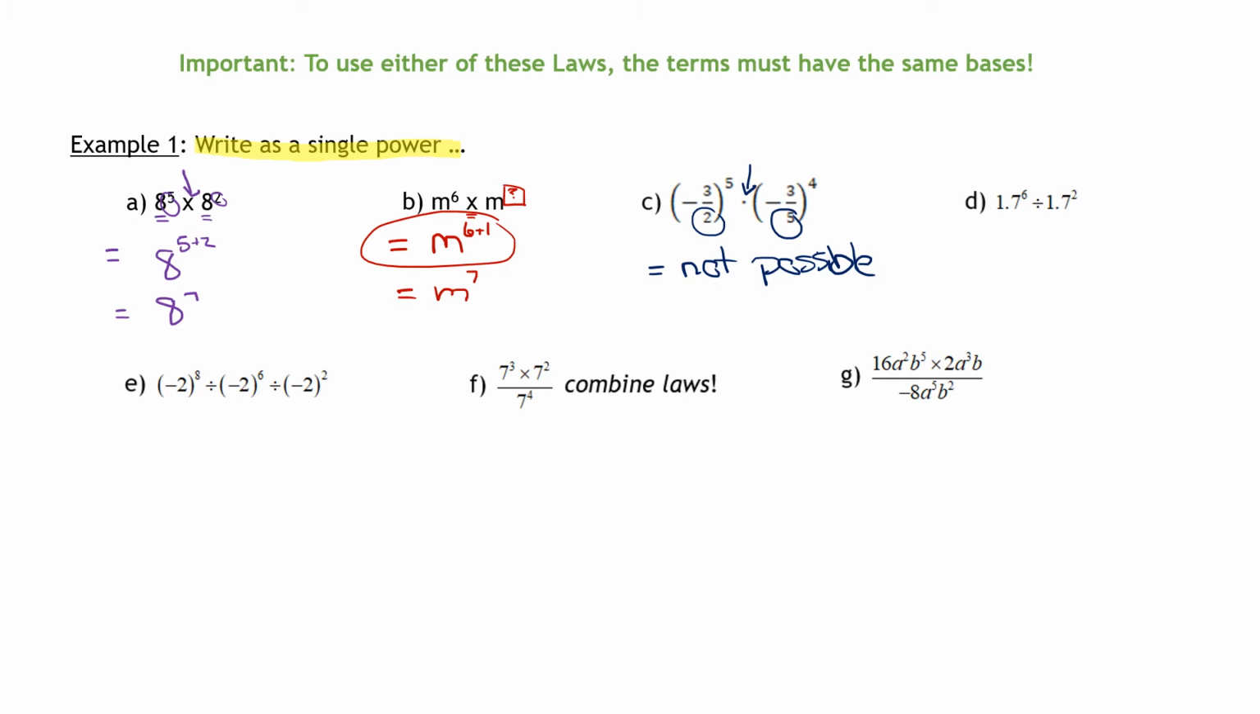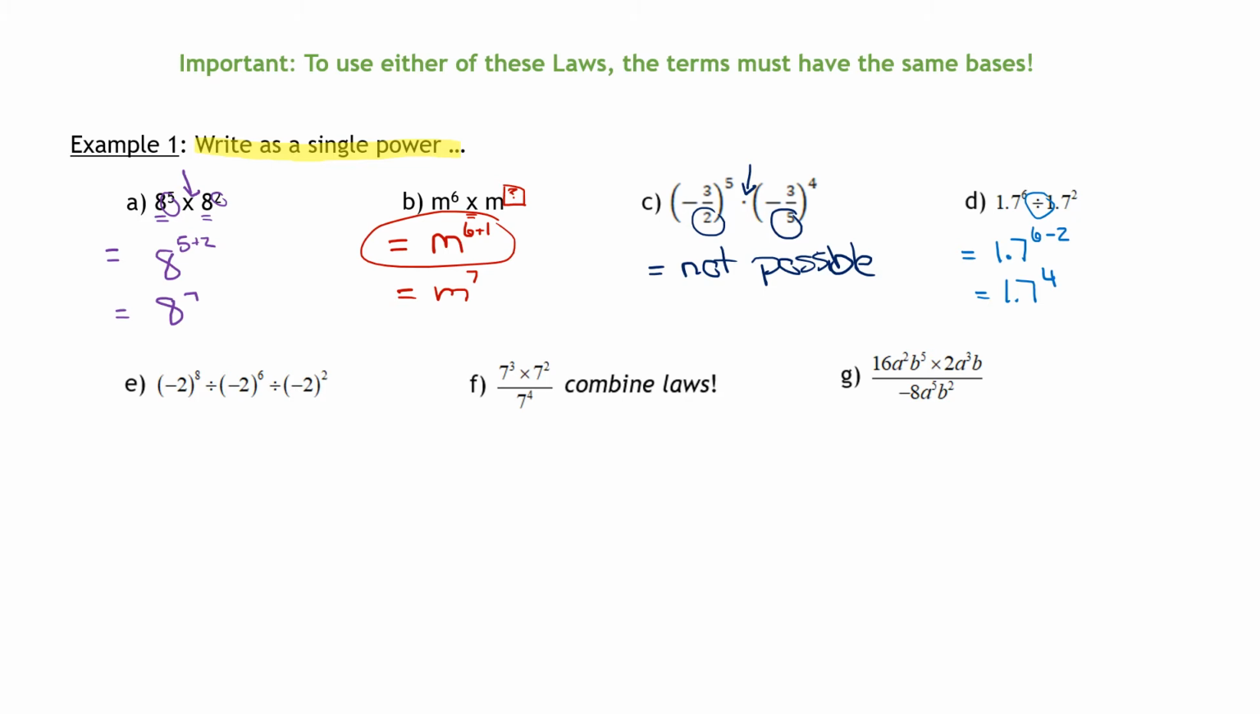Next one, do our bases match? Yes, they do. They are both a 1.7. And the exponents, what are we going to do to the exponents? We've got an exponent of 6 and we've got an exponent of 2. Are we going to add them or subtract them? Subtract. So this is 1.7 to the power of 4.